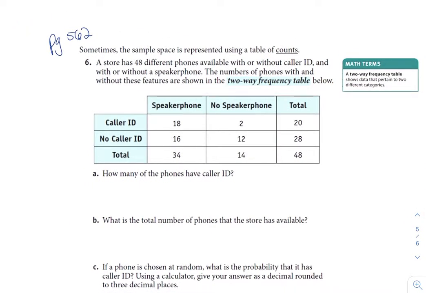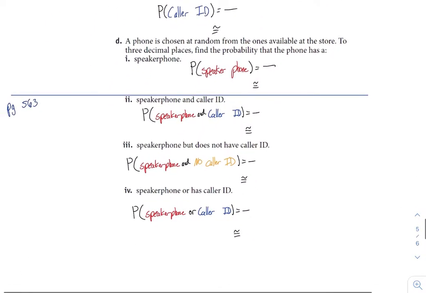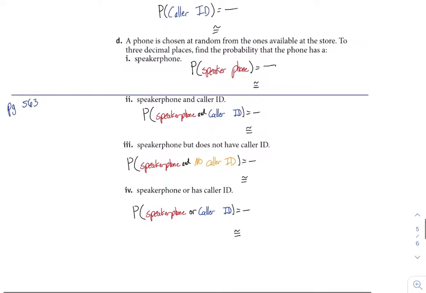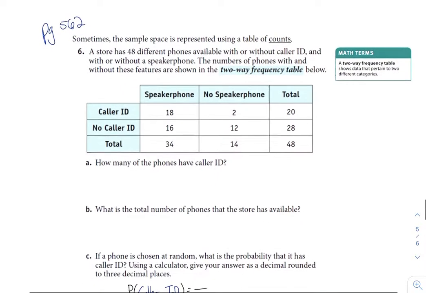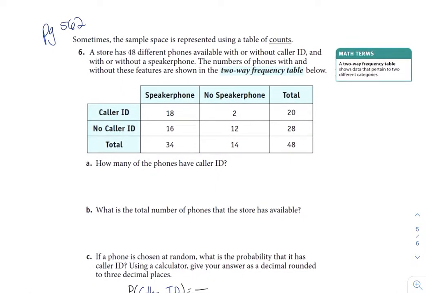All right, so this problem also spans 2 pages. It starts on 562, and then the page break goes to 563. It's kind of annoying that you have to flip back and forth, but it is what it is. All right, so let's take a look at what we have here.